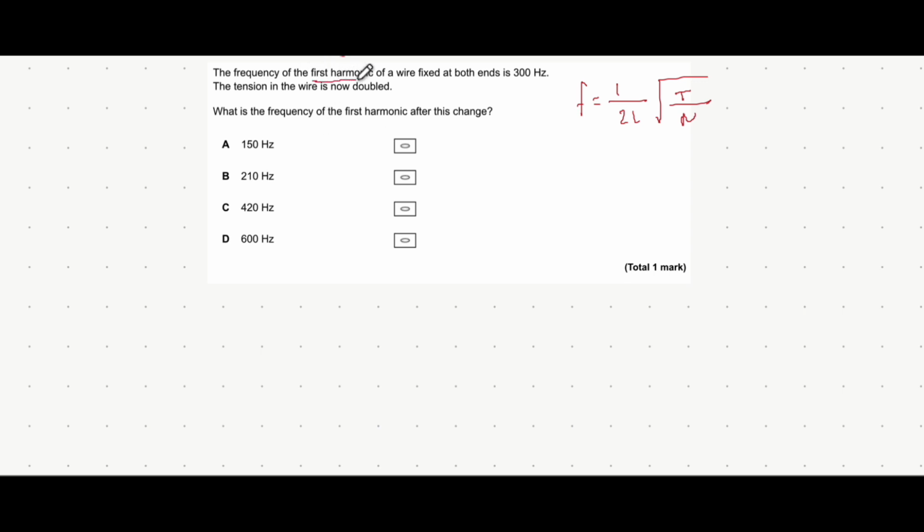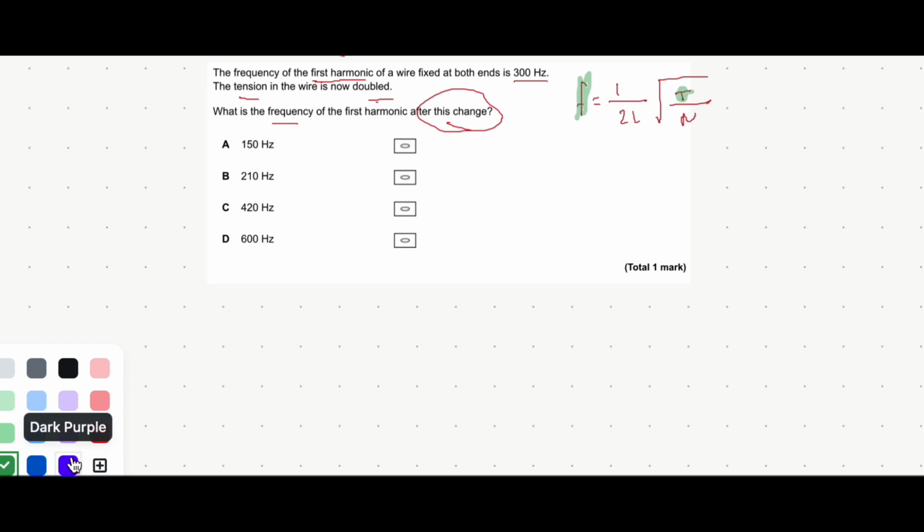It's told you the frequency of the first harmonic is 300 Hertz, but the tension is now doubled. It's asking you what's the frequency after this change. Well, let's first pick out what variables are changing and which ones are staying the same. If tension is being doubled, tension is changing, causing a change in frequency. What about the other variables? Well, length is actually staying the same. We're still using the same length of wire. Because it is the same material of wire, the mass per unit length is also the same.